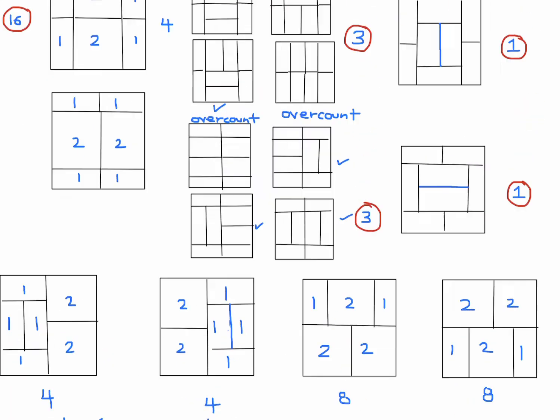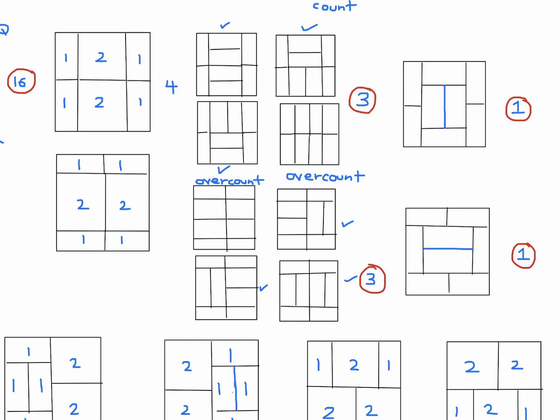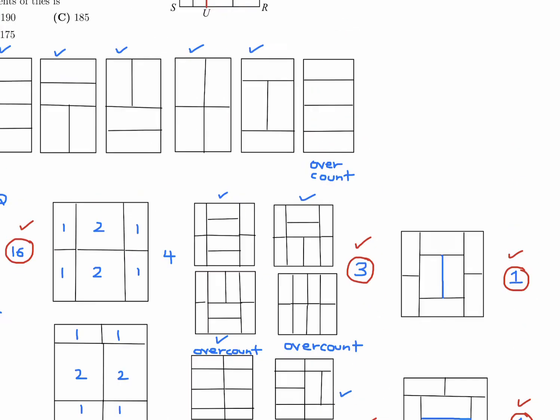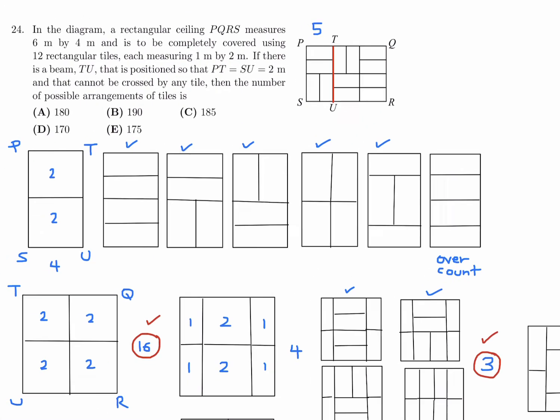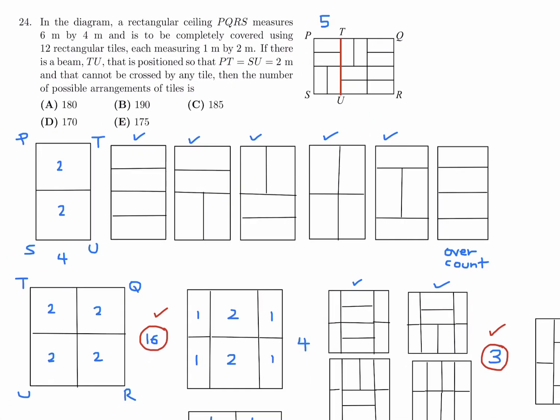That's 12. Then we had this 1 and 1. That brings me up to 14. 3 and 3, another 6, is 20. And the 16 makes 36. So all that hard work to figure out that this is 36.